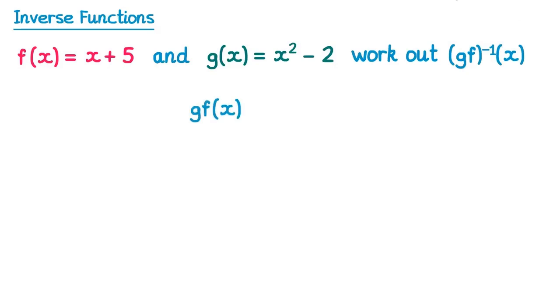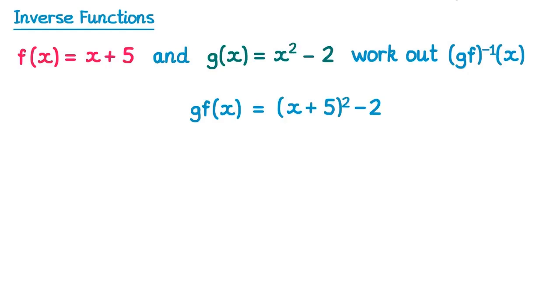To do this we write out the g function, but everywhere we find an x we write brackets. So instead of x squared we write bracket squared and then minus 2. Then inside these brackets we write the whole of the f function, so we're going to place x plus 5 in here. And that's your function, gf of x. It might be tempting at this point to expand out this bracket, but it's actually much easier if we just leave it in this form.